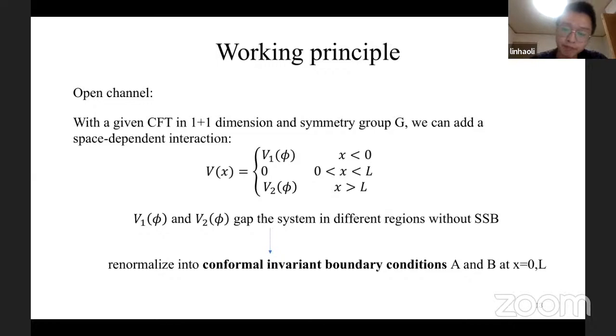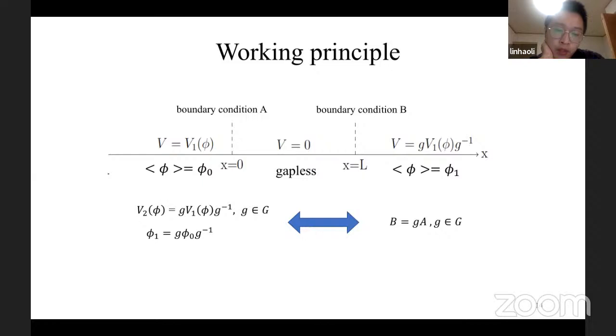Next, we can assume the interactions V2 and V1 are connected by the symmetry transformation. Then the corresponding boundary condition and boundary state should also be related by the same transformation, shown in this figure.